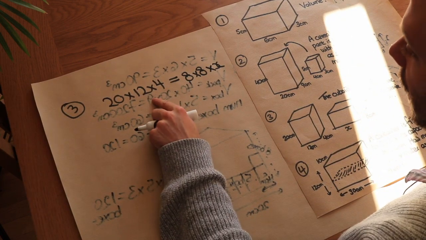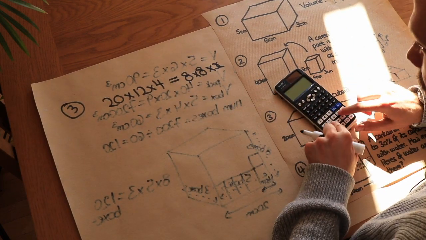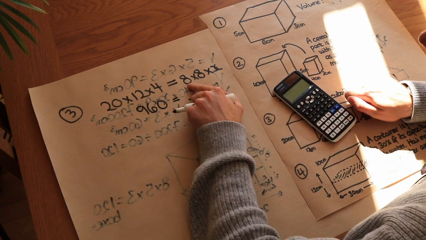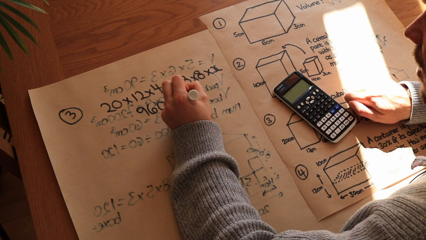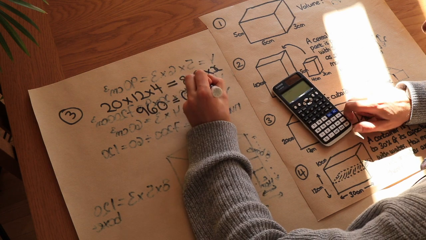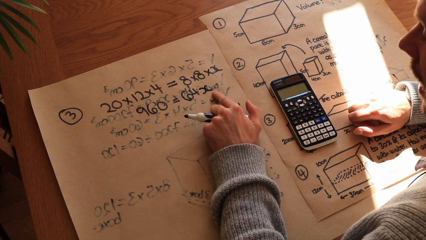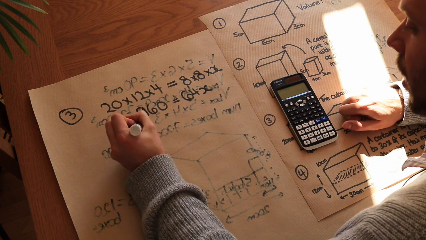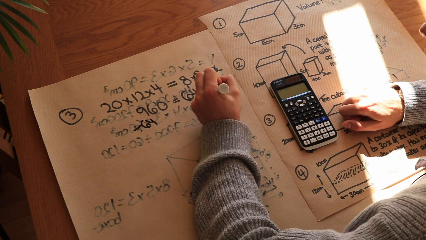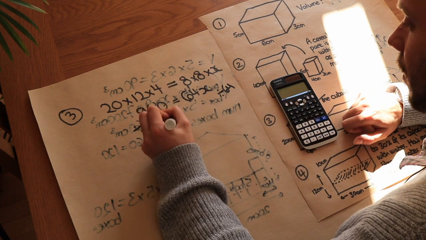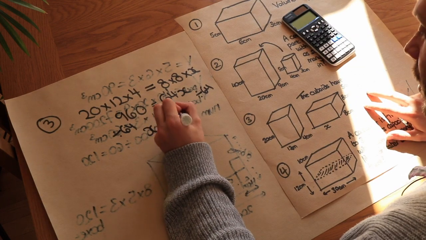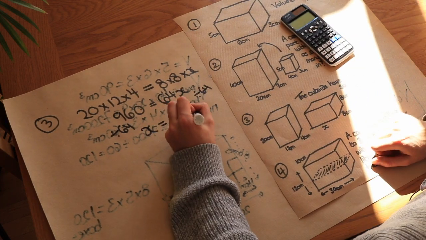Now let's just simplify each side. 20 times 12 times 4 is just 960. And 8 times 8 is 64, so it's 64 times x. We can just write 64x. Now x is being multiplied by 64. We want to get rid of that 64, so we divide both sides by 64, and that gives us 15. So x is equal to 15, and it's in centimetres.